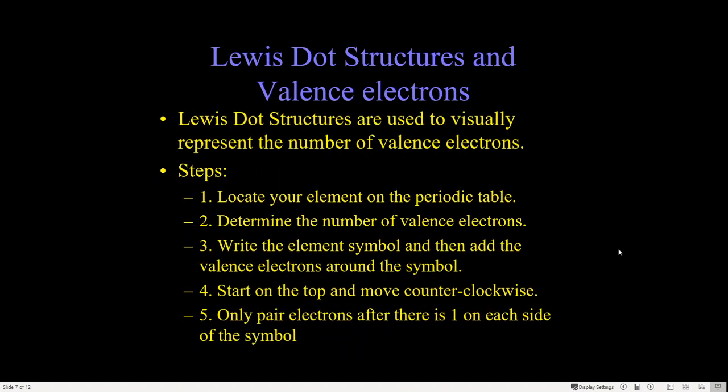All right, so now that we know how to find the valence electrons, the next thing we want to do is figure out how to make a Lewis dot structure representing them. Lewis dot structures are used to visually represent the number of valence electrons, and here are our steps. The first step is to locate your element on the periodic table. The second is to determine the number of valence electrons. The third is to write the element symbol and then add the valence electrons around the symbol. I'll show you how to do that. You will always start at the top and move counterclockwise. Only pair electrons after there's one on each side of the symbol. Seems kind of familiar to those outside Bohr rings, doesn't it?